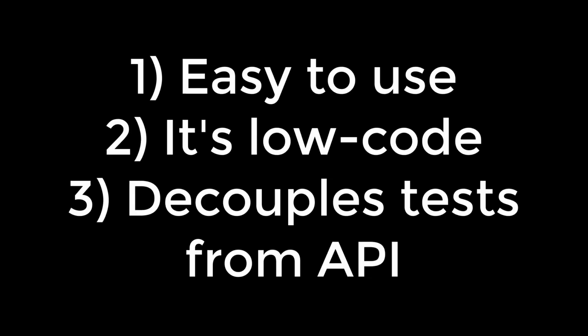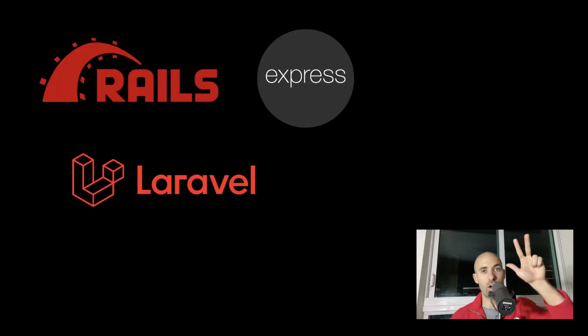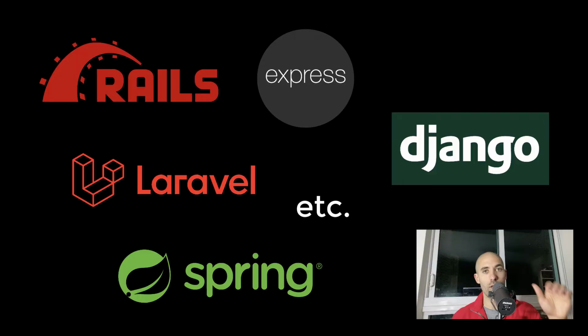In this video, I am going to show you how to test your APIs in an automated manner using Postman. The reason why I like using Postman is threefold. 1, it's easy to use. 2, it's low code. And 3, it decouples your code from your API framework. The technique of using Postman to test your APIs will apply to every web app framework that supports HTTP: Ruby on Rails, Express, Laravel, Spring, Django. It'll apply to all of them.